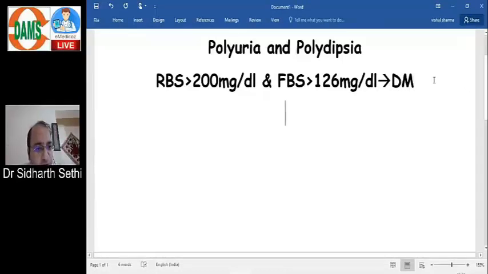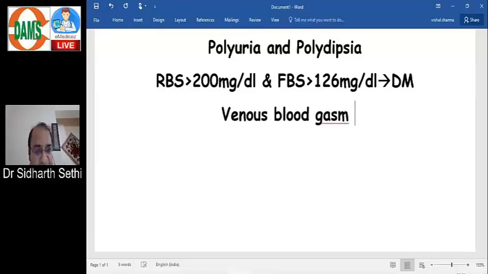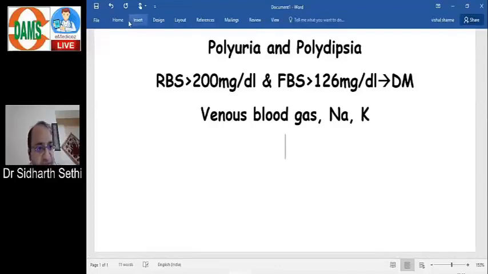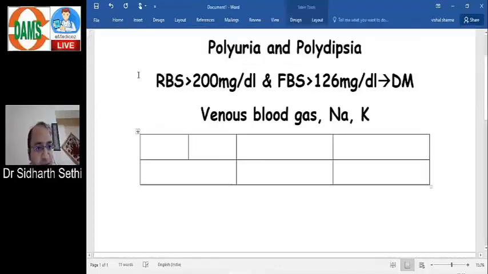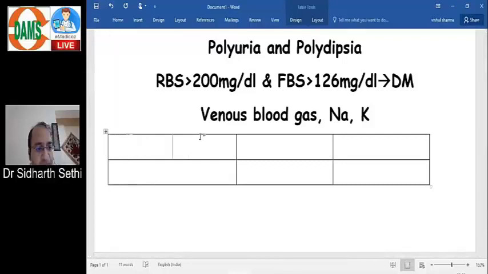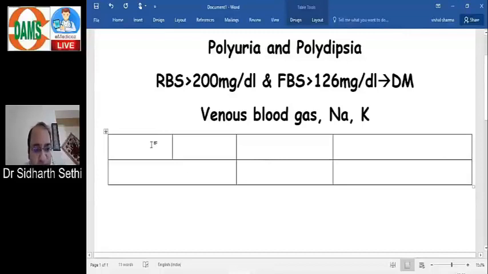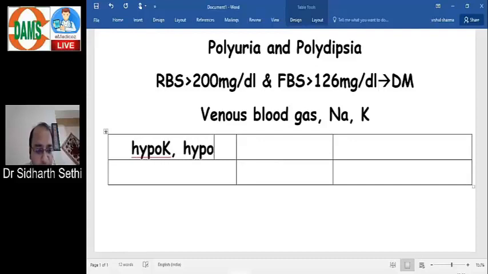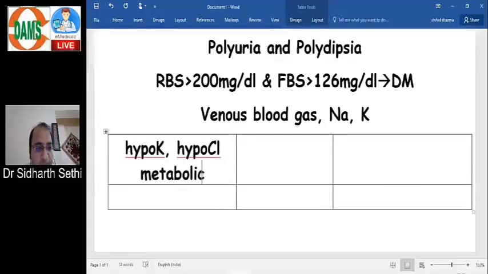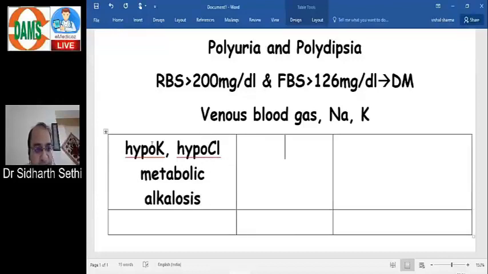Now, if diabetes is not there, your next step will be to get a blood gas, a venous blood gas, and to look at sodium and potassium. Okay, that's your next step. Now all of you can have three possibilities. So first we'll talk about the first possibility, hypokalemic, hypochloremic metabolic alkalosis. Classically this is seen in Bartter syndrome.